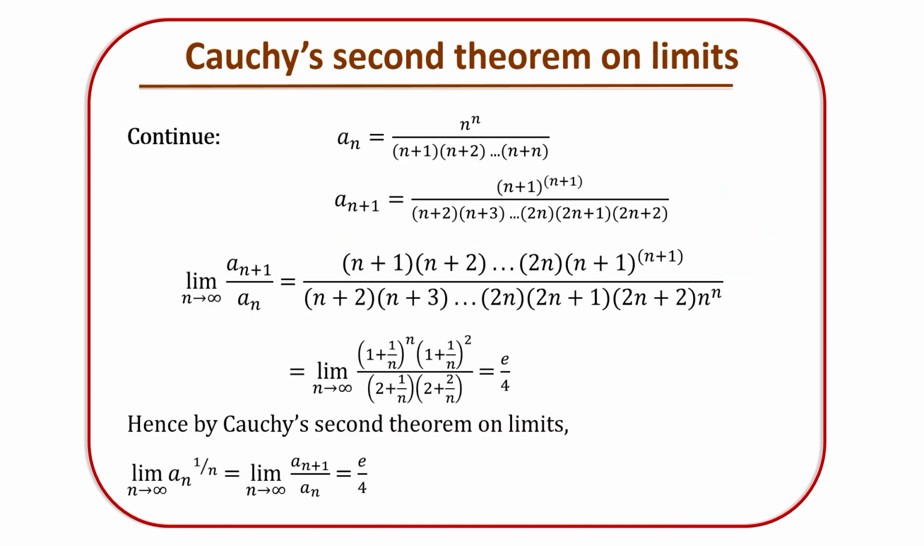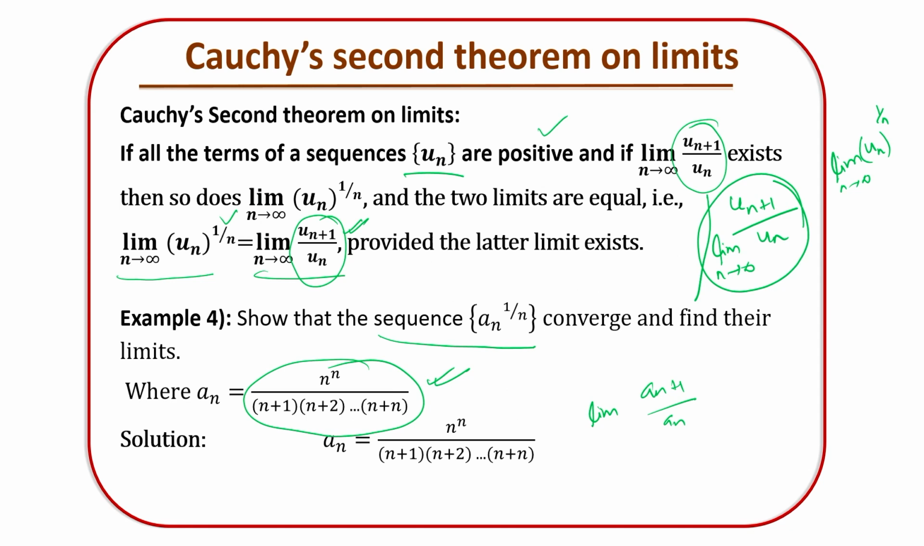So what will be a_(n+1)? In a simpler way, in place of n, put n plus 1. So what will be the last term? Now look at the last term: n plus 1 plus n plus 1. How much does it give you? 2n plus 2. So what will be the first term? The first term with n plus 1 is n plus 2. So I will start the denominator from n plus 2 and it goes to 2n plus 2. That will be the idea, right?